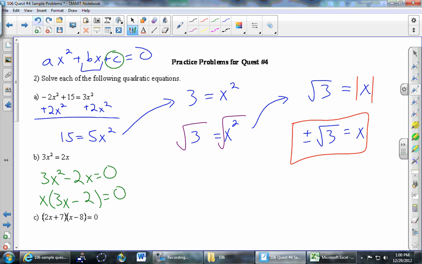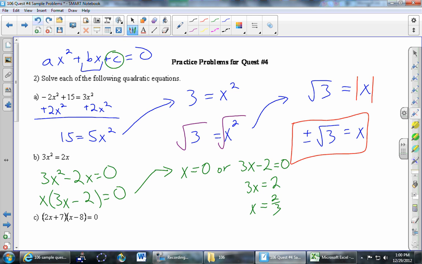Okay, and now we get to use our friend the zero product property. So we're splitting this up. Either x is equal to 0 or 3x minus 2 is 0. Okay, x equals 0 is done. Over on this side, you're going to add 2 and then divide by 3. So we get our two answers to this one, 2/3 and 0.